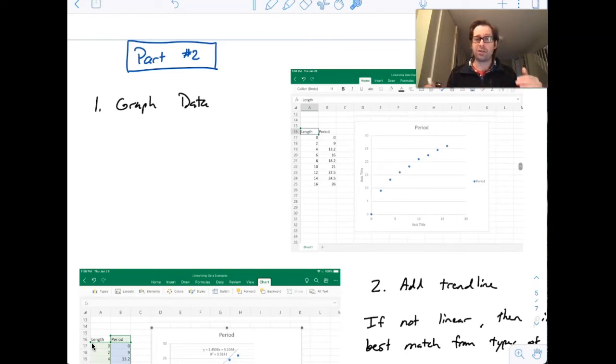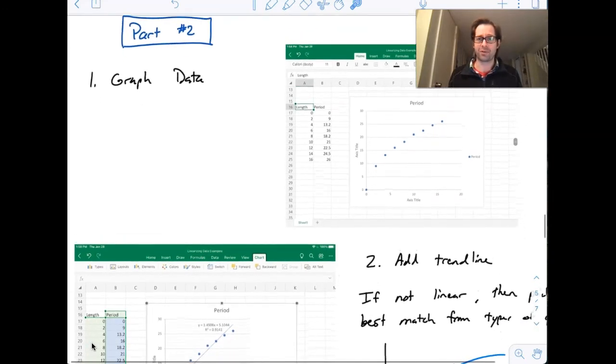Either way you do it, you need to collect data of length, or whatever variable you're choosing that might affect the period, and the period. Now, I made up complete data here. This is not something that you should use. This is not accurate to any pendulum experiment whatsoever. It's just data to show you the relationships that we're looking at.